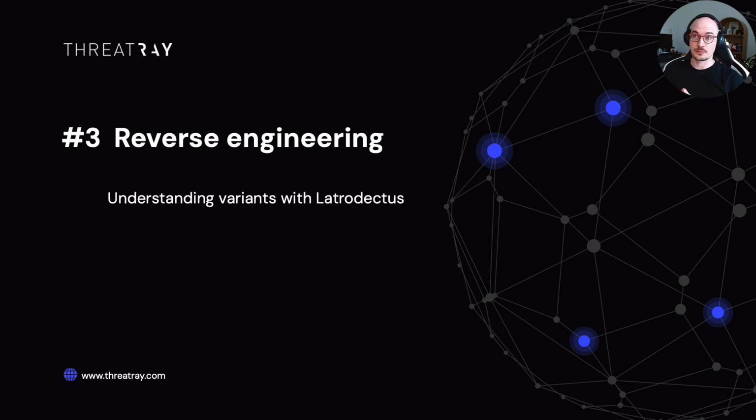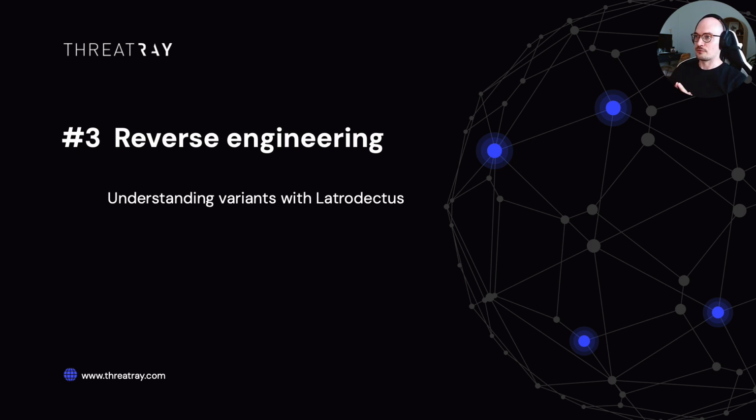If you haven't seen the previous two videos on detection, identification, as well as hunting and pivoting, I really recommend watching them first because they provide a lot of background and basics on the platform itself. In this video we will also continue using Latrodectus as a nice example, trying to figure out what the differences are between the variants that we discovered in the previous video. You will find links to the previous videos in the description, and let's get started with this one.